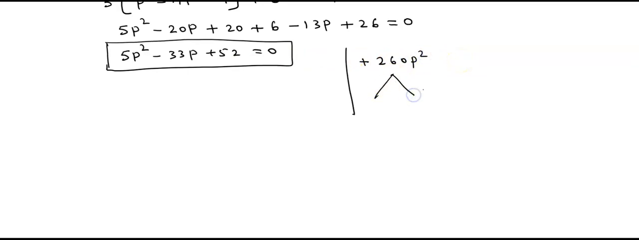Can you find the factors for 260p square? I mean 260. If you multiply you should get 260, but if you add you should get minus 33p. We have to get the answer in minus. Now we need the factors right for 260. See children, I will give one small logic. You can use this logic to solve this type of sums.